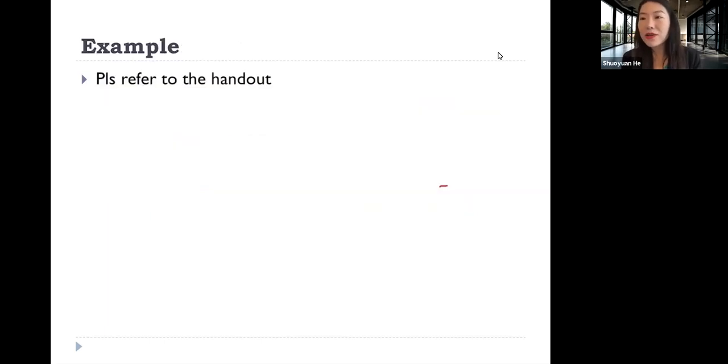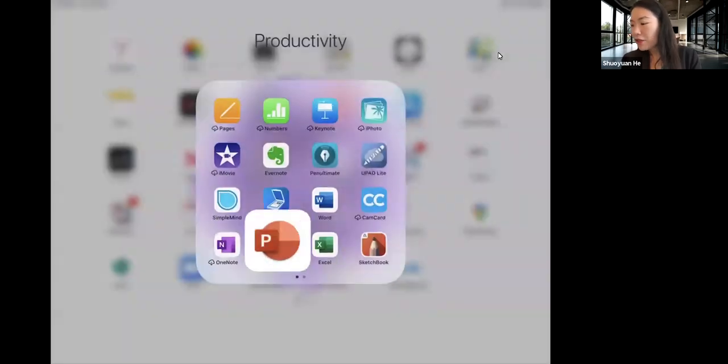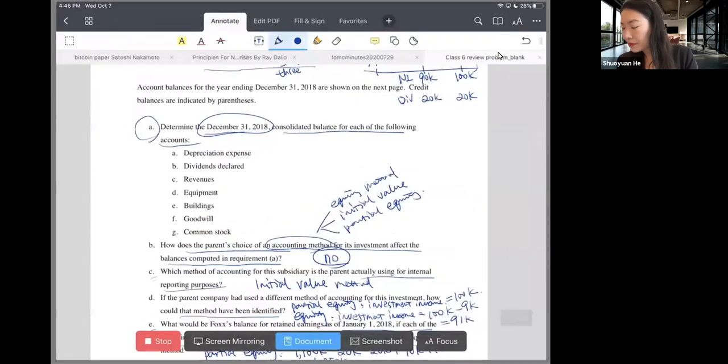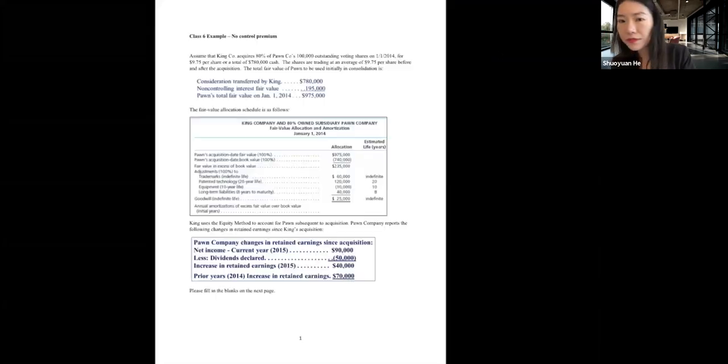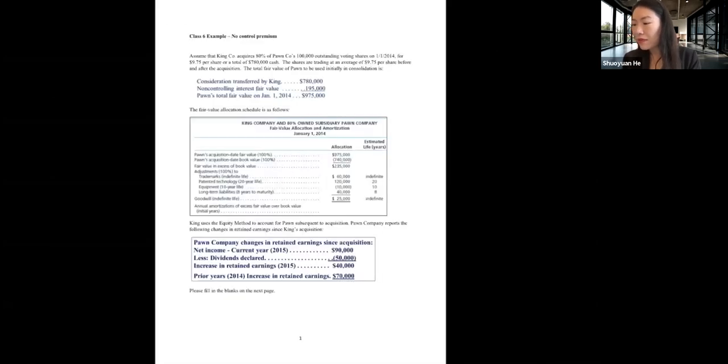So let's look at an example. If you go on the course site, you should see an example posted. That is the class six handout. Please first take a look at the blank handout. Spend maybe 10 minutes, try to work on it on your own, and you can pause your video for now.